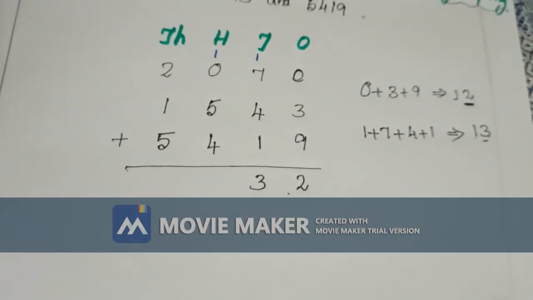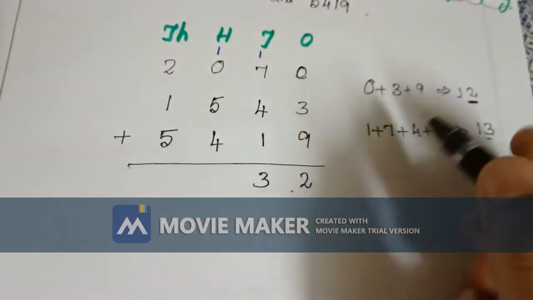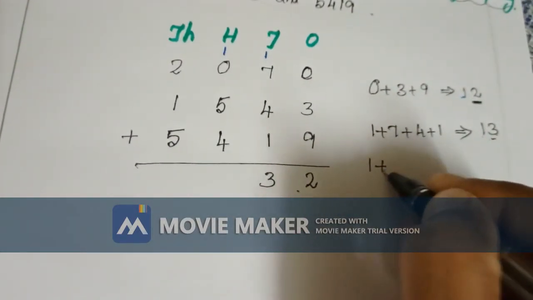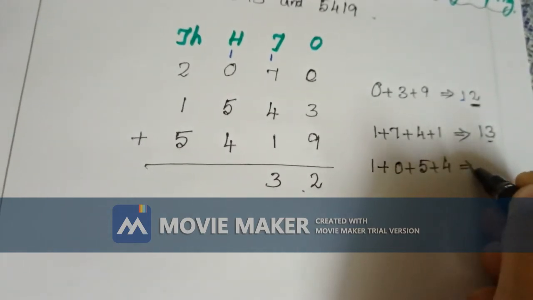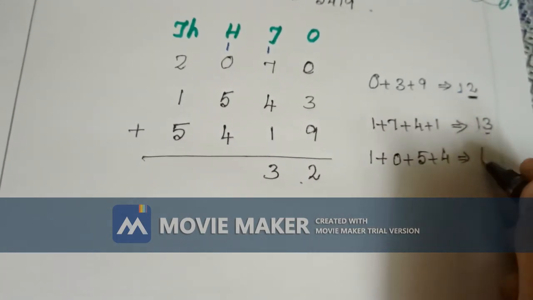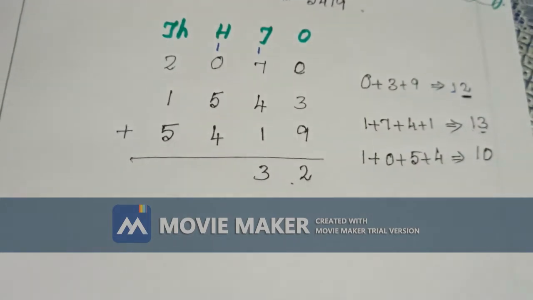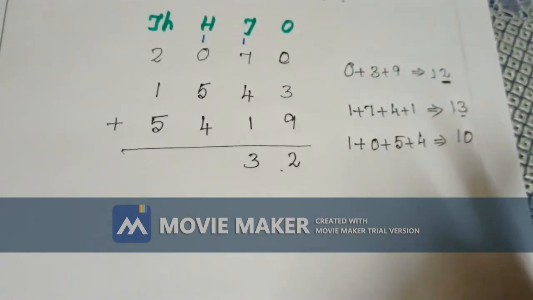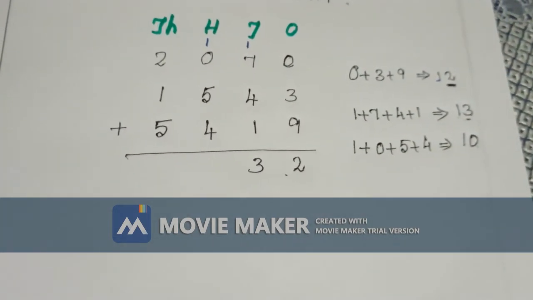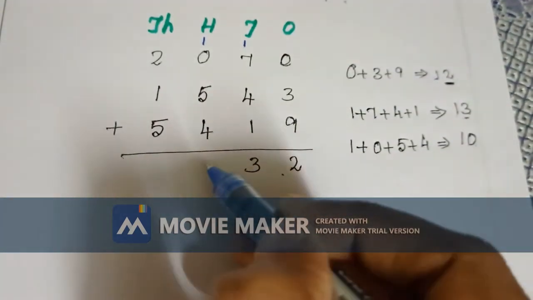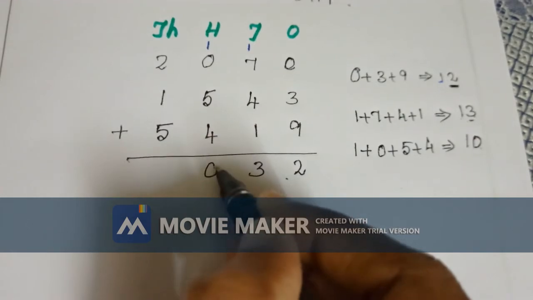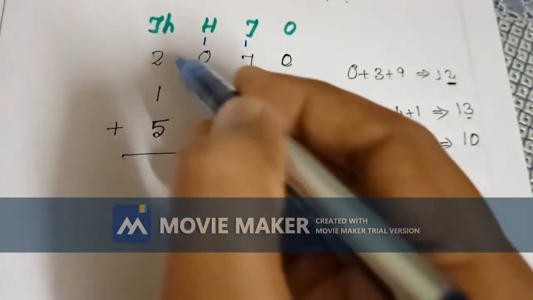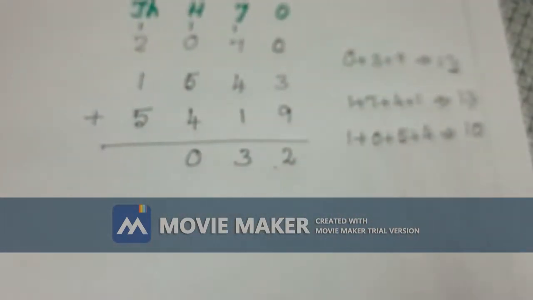The next step, you have to add the values in the 100 place. That is 1 plus 0 plus 5 plus 4, which gives us 10. That means 10 hundreds. So you have to write 0 in the 100 place and carry over 1 to the 1000 place.